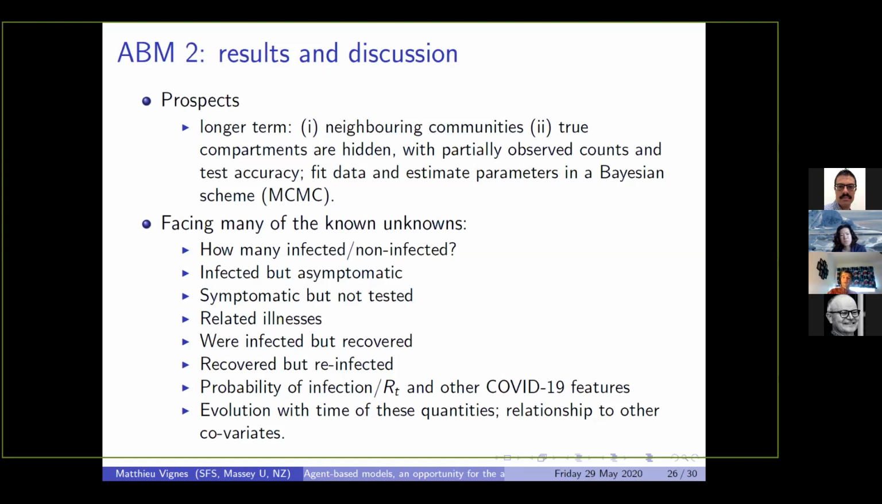Yes, and you've probably heard about that. We are facing many known unknowns. We don't know how many people get infected or not infected, the number of asymptomatic people, and if they're asymptomatic, not all of them get tested. So that's typically where statisticians could play a big role.